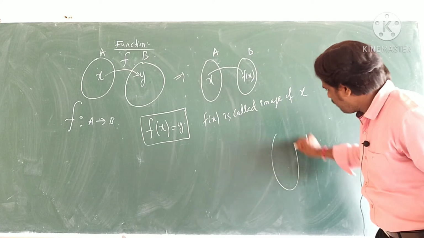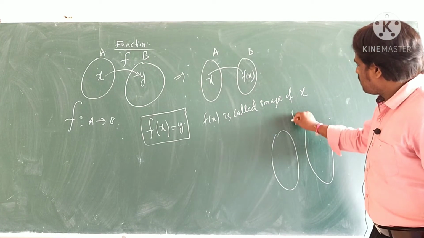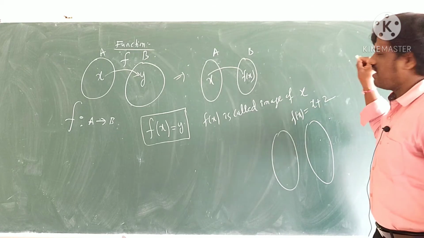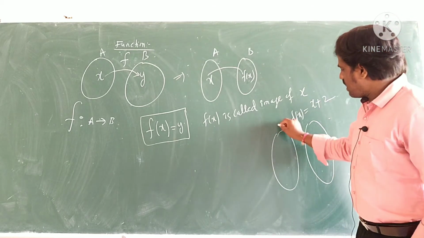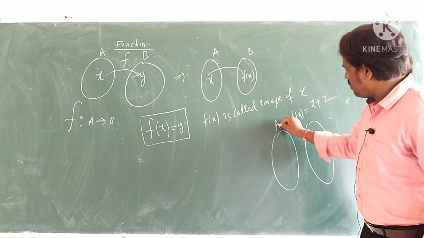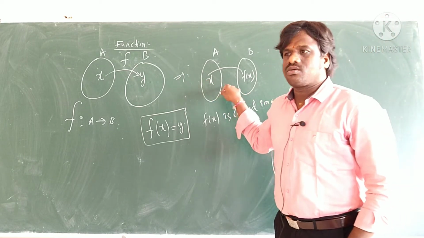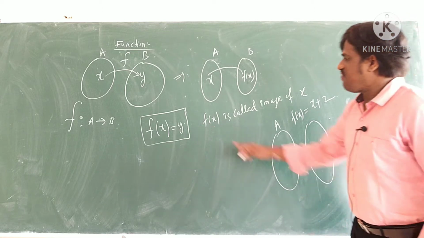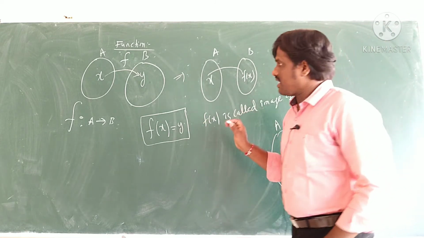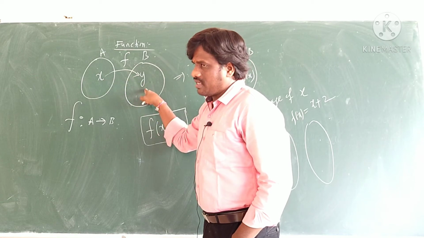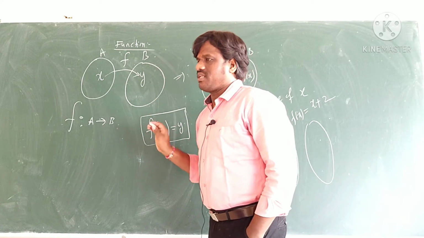Suppose a function is defined like x plus 2. In this function, x is always the domain. Remember, x is the domain, y is called the codomain, and f of x is called the range. I repeat again: x is called the domain, y is called the codomain, f of x is called the range.